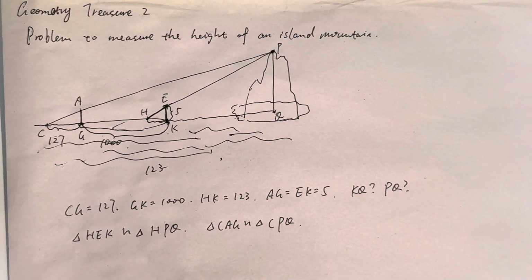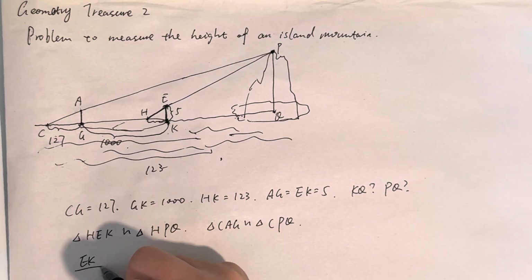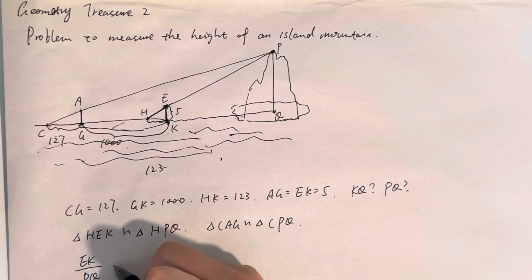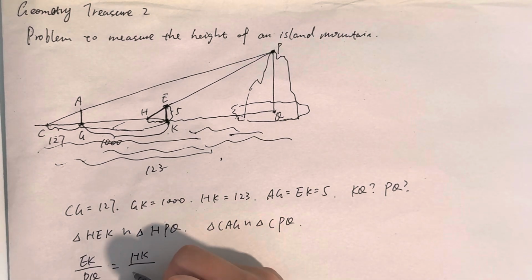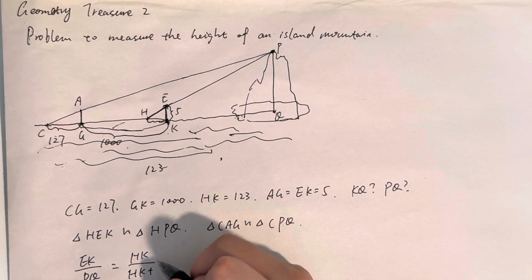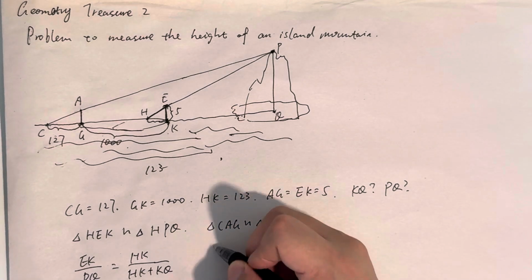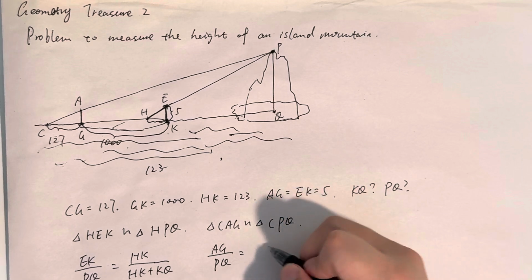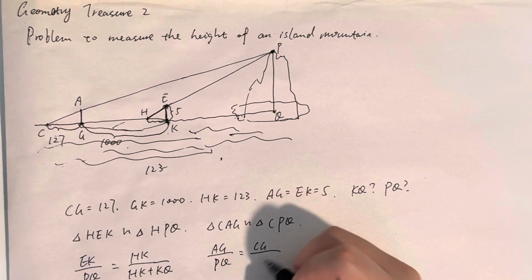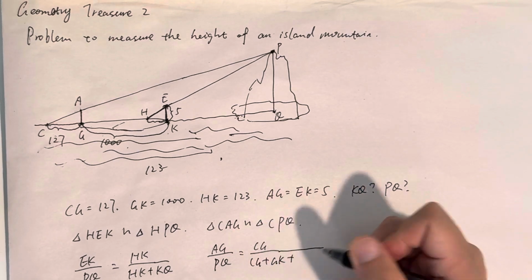Right? Based on this, we can have the following equations. EK to PQ equals HK to HQ, which is HK plus KQ. Right? And also AG to PQ equals CG to CQ, which is CG plus GK plus KQ.